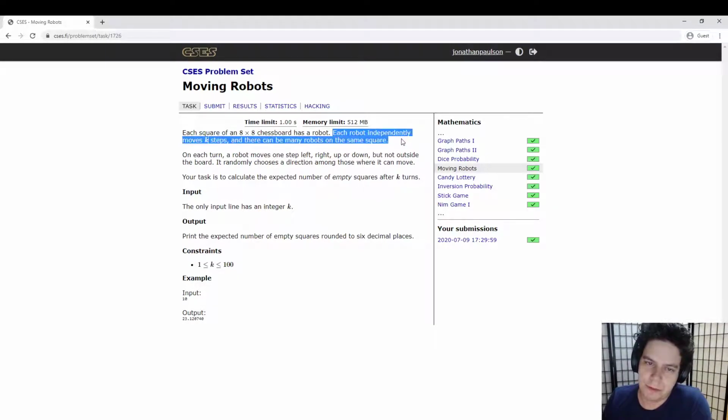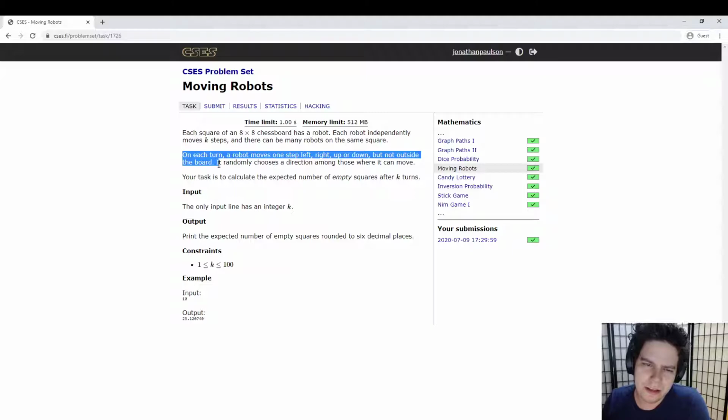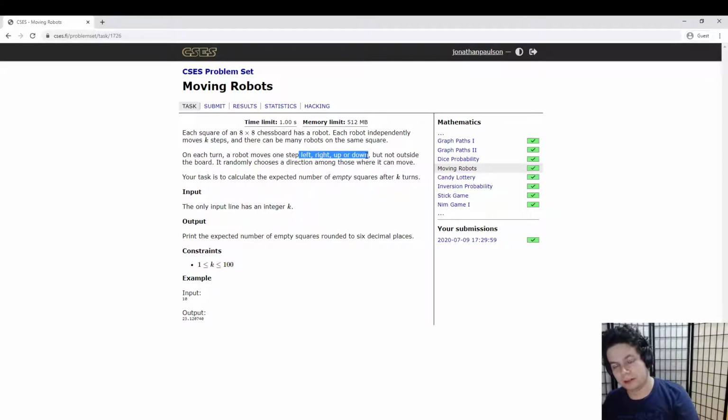Every square has a robot, and they're all going to move k steps, and they're all sort of separate, right? They can go on top of each other. They don't depend on the other ones at all. And so they just move randomly, which I mean they just pick a direction, up, down, left, or right, with equal probability, and they just do that k times.